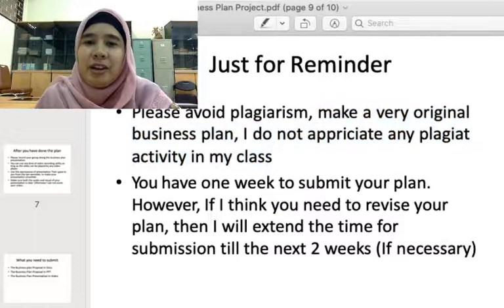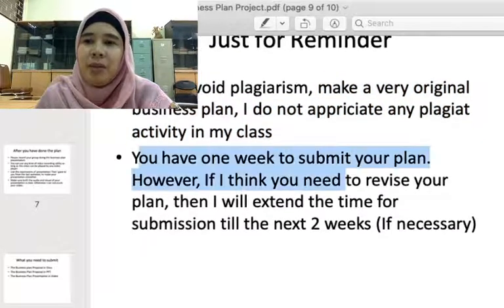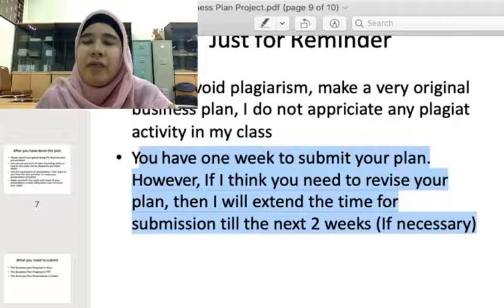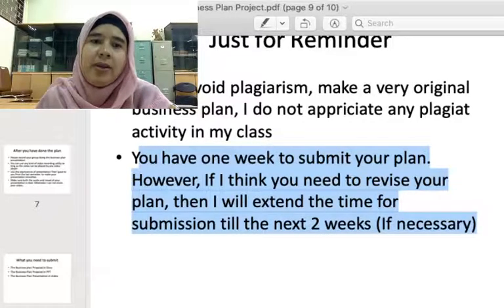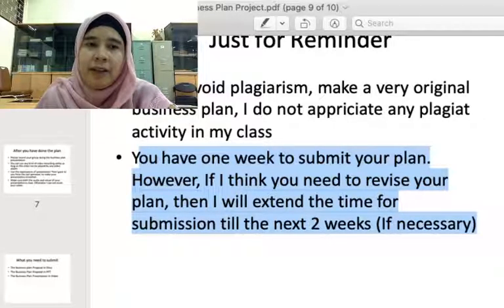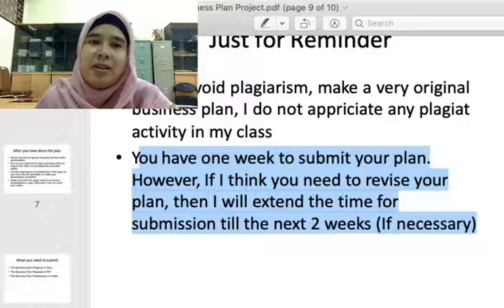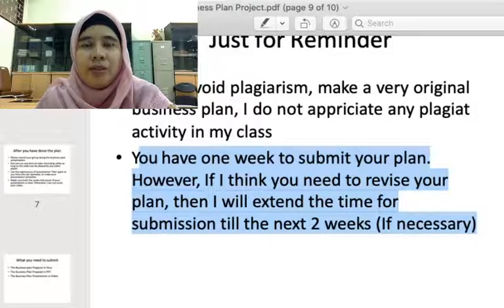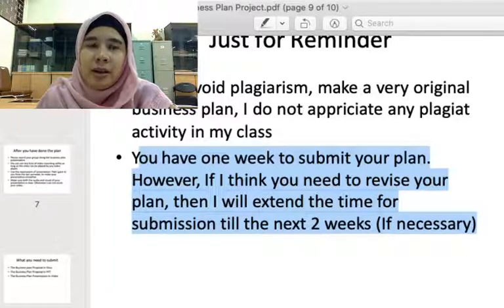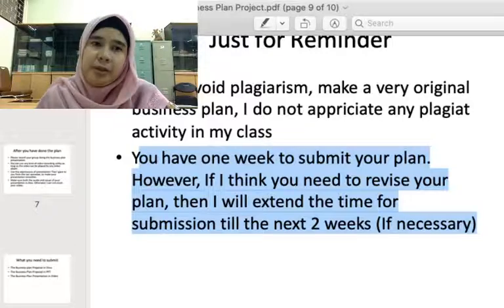And then you have 1 week to submit your plan. However, if I think you need to revise your plan, I will extend the time for submission to the next 2 weeks. Let me see the way you explain your proposal. If I don't understand your explanations in your proposal, I will give you another week for you to revise it, to make sure that you have a clear business plan in your proposal.